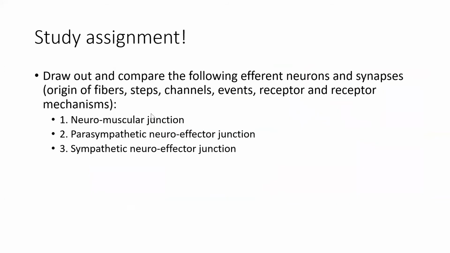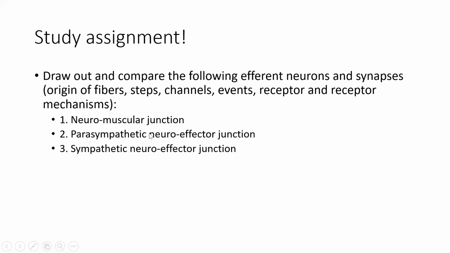Okay. I'll pause here, see what questions you may have had on that second objective with the toxins. Otherwise, there's this study assignment that I think will be very helpful for you all this weekend. I will encourage you to draw out and compare the following efferent neurons and the following synaptic events. So the neuromuscular junction, right? You're going to draw out the motor neuron, where it arises from in the spinal cord, what the synapse looks like, what the neurotransmitters are, or in this case, what the receptor is.